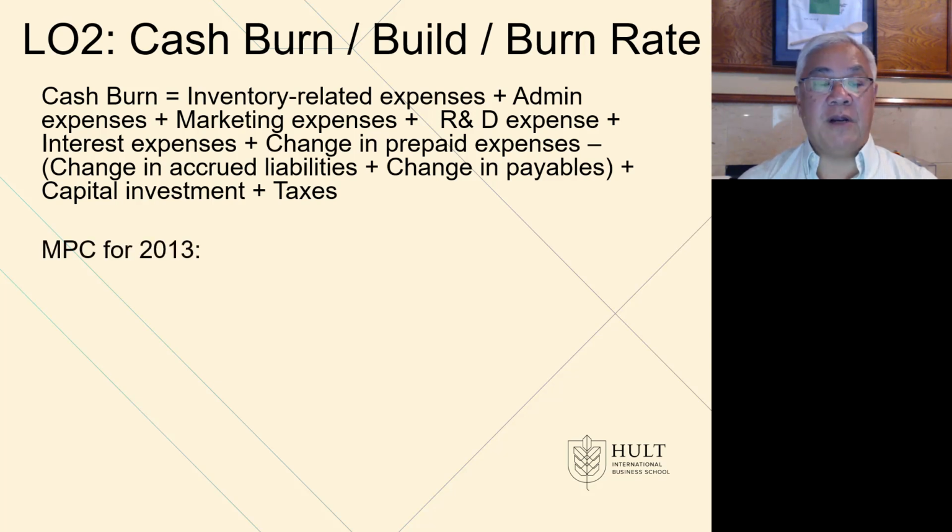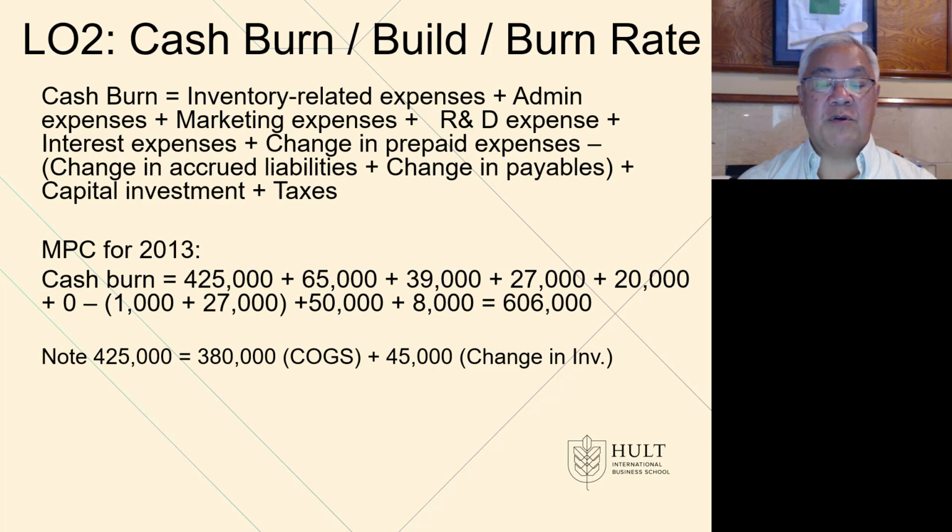So in the example for MPC, we can look at the numbers that we see before. As I mentioned before, the 425 number, the inventory-related expenditures, represent the cost of goods sold of 380 plus the change in inventory of 45. So that's how 425 is derived. The next ones are straightforward, straight from the income statement of 65,000 for admin, 39,000 for marketing, 27 for R&D. Then we add to it the other aspects of changes in prepaids. There were none.